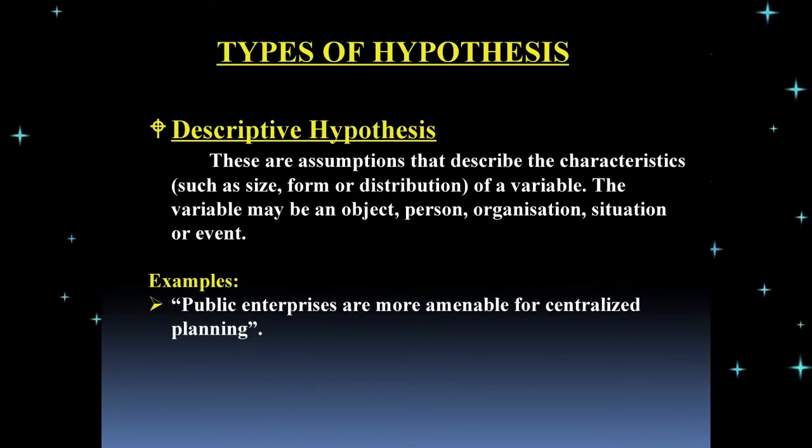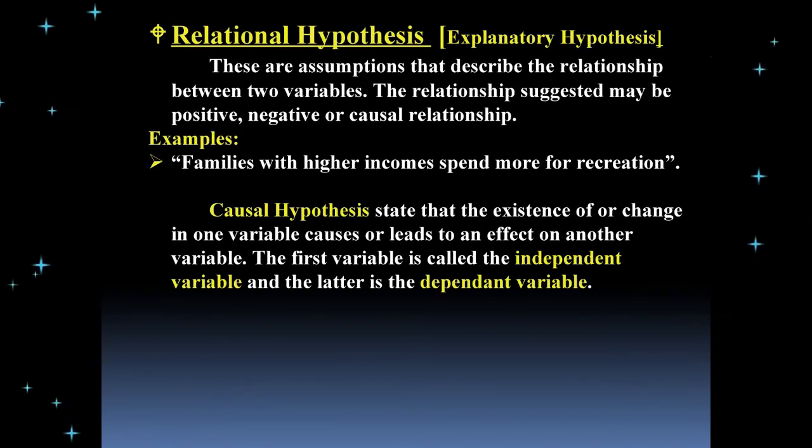Types of hypothesis. Descriptive hypothesis. These are assumptions that describe the characteristics, such as size, form or distribution, of a variable. The variable may be an object, person, organization, situation or event. Examples. Public enterprises are more amenable for centralized planning. Relational hypothesis, explanatory hypothesis: these are assumptions that describe the relationship between two variables. The relationship suggested may be positive, negative or causal relationship. Examples. Families with higher incomes spend more for recreation.